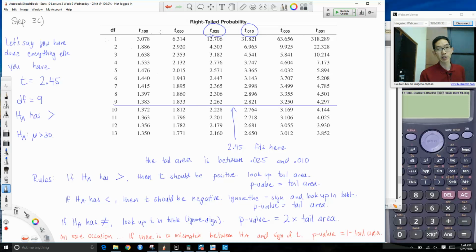Because up here, the tail areas go between like 0.1% and 10%. And so if there's a great mismatch, then it would go from like 90% to 99.9% or something like that. But I would say this is a rare thing, so don't worry about it too much. I would say these 3 rules up here will take care of most of your situations.